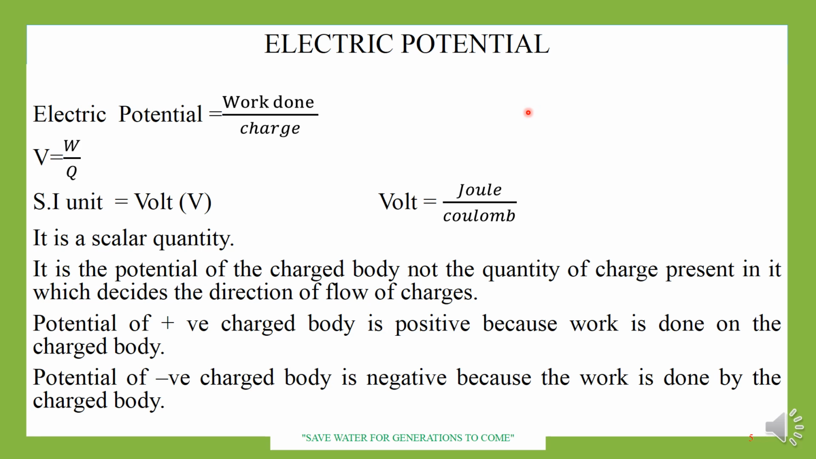the amount of work done upon charge. The work done is represented by W, electric potential by V, and charge by Q. So we get electric potential, work done upon charge, V is equal to W upon Q. Here W is the work done, and we know that the unit of work done is joule and the unit of charge is coulomb. So we get the unit of electric potential, 1 volt.